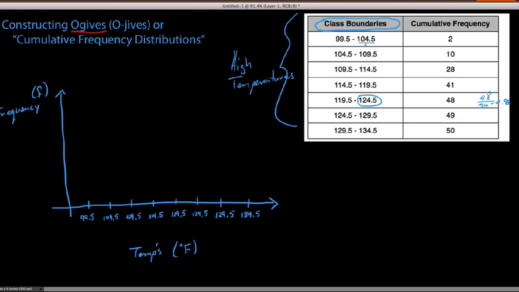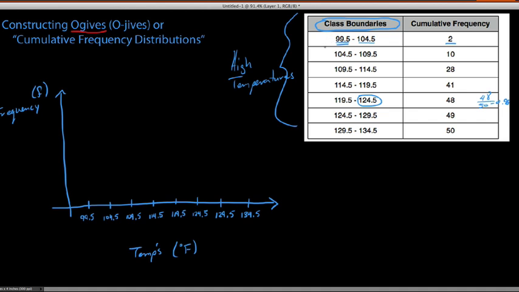Then to answer this question, how many states had a high temperature of 104.5 or below? The answer would be certainly 2. The reason why I'm leading in with this question is because my next question is this. How many states had a high temperature of 99.5 or below? Now, the fact of the matter is this was a lower class boundary on the lowest class. So it's kind of like saying that was our starting point.